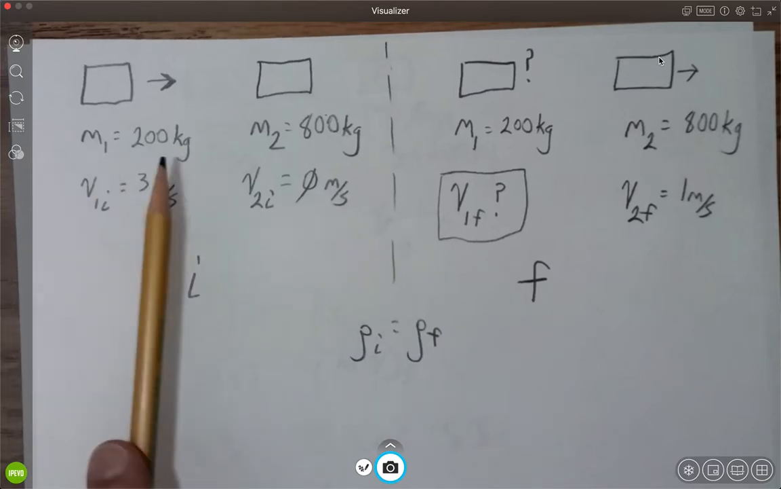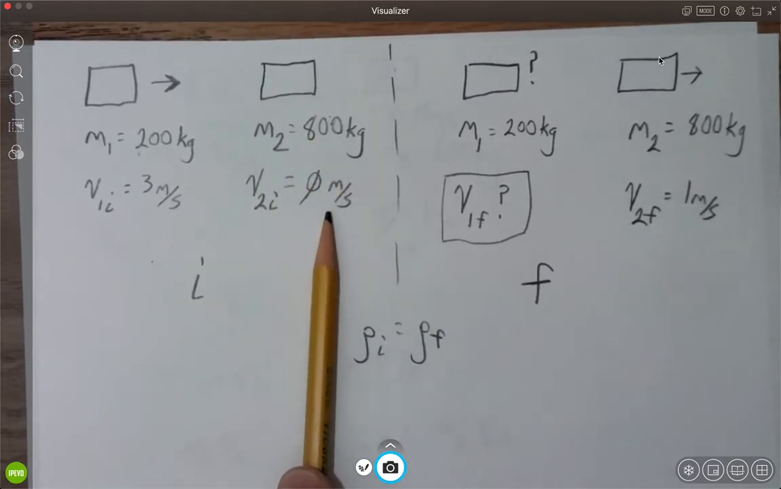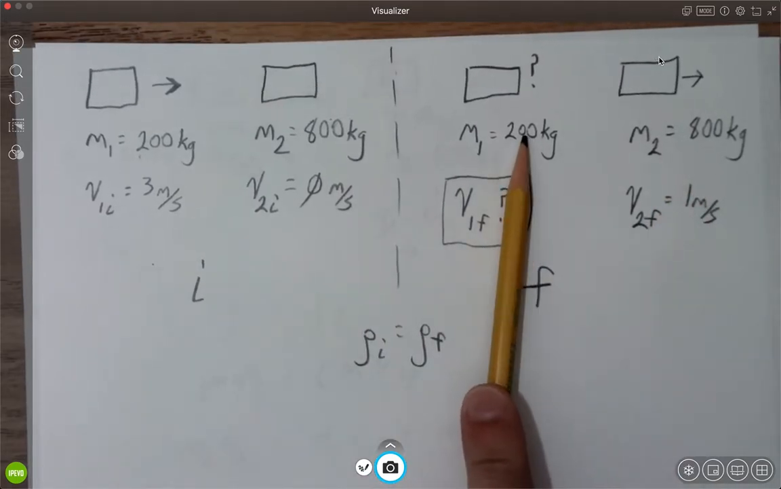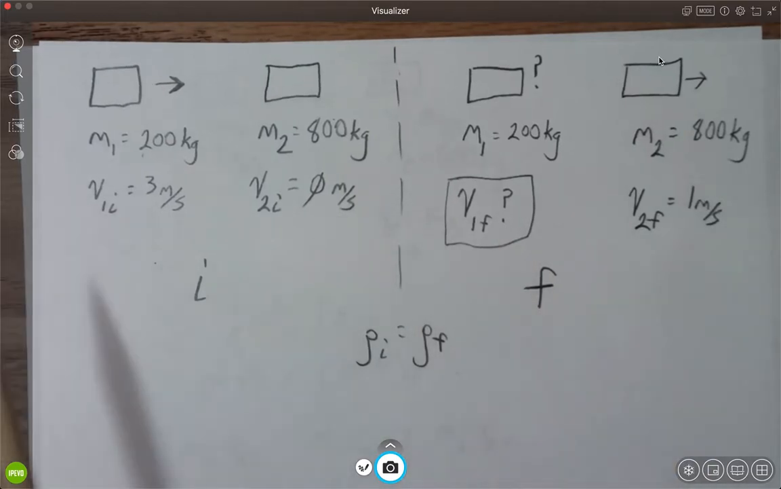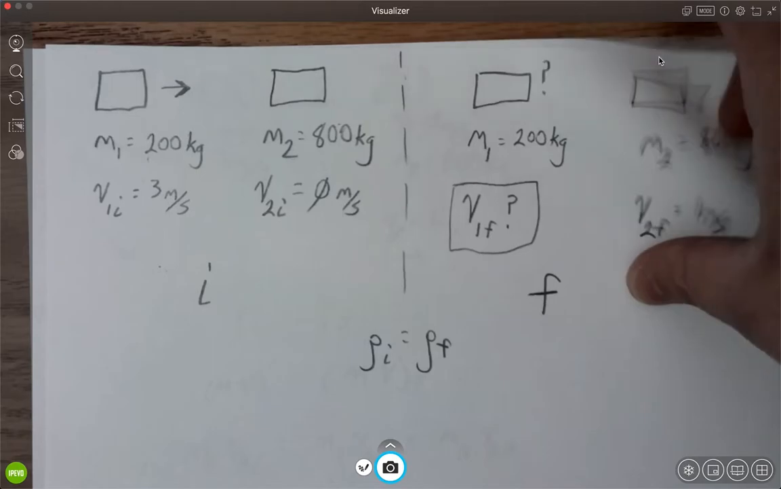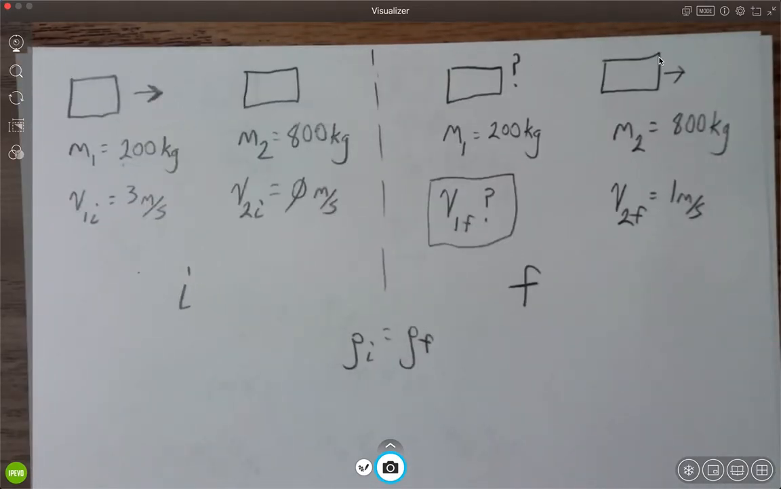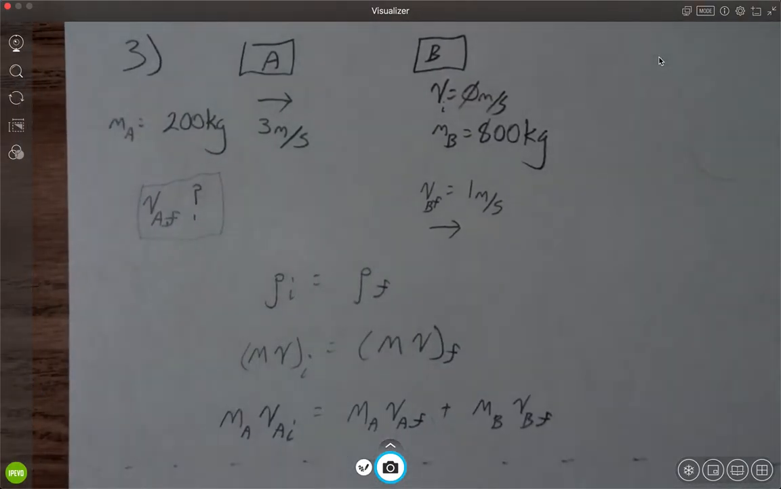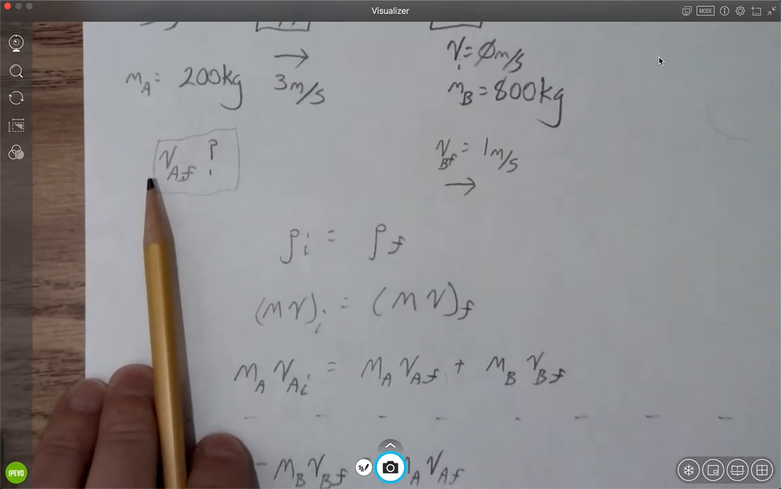So we know that 200 times 3 plus 800 times 0 is going to equal 800 times 1 plus 200 times the thing we're looking for. So if you can already set that up in your head, you're off to a great start. But we draw out the before and after, and we add in all the conditions for this, leading us to what we're trying to find, which is the velocity of that boat number 1 or boat A, and the final velocity for that.